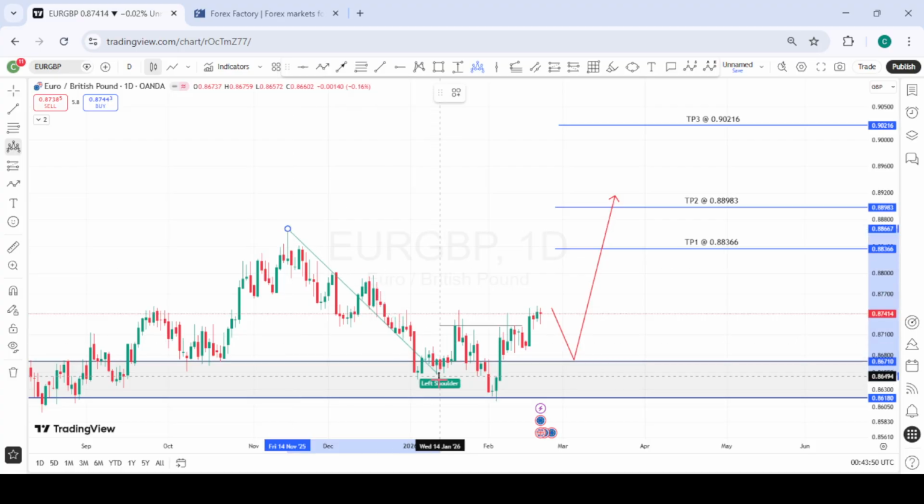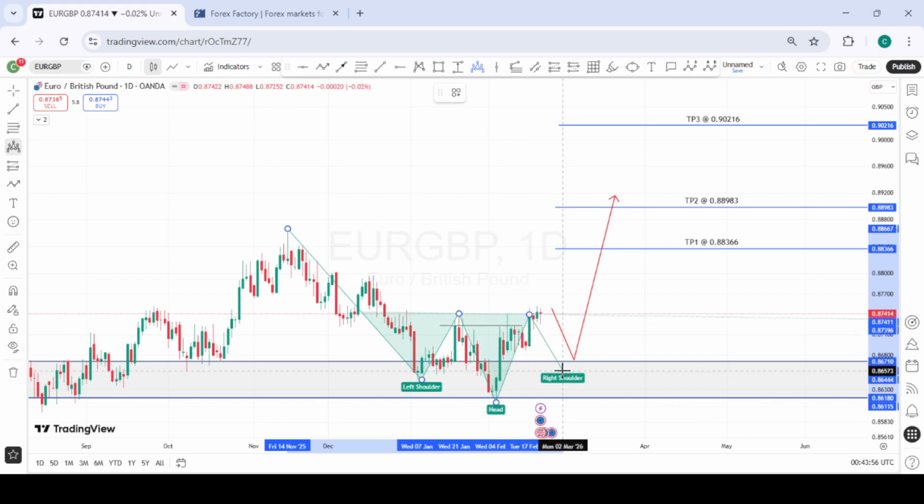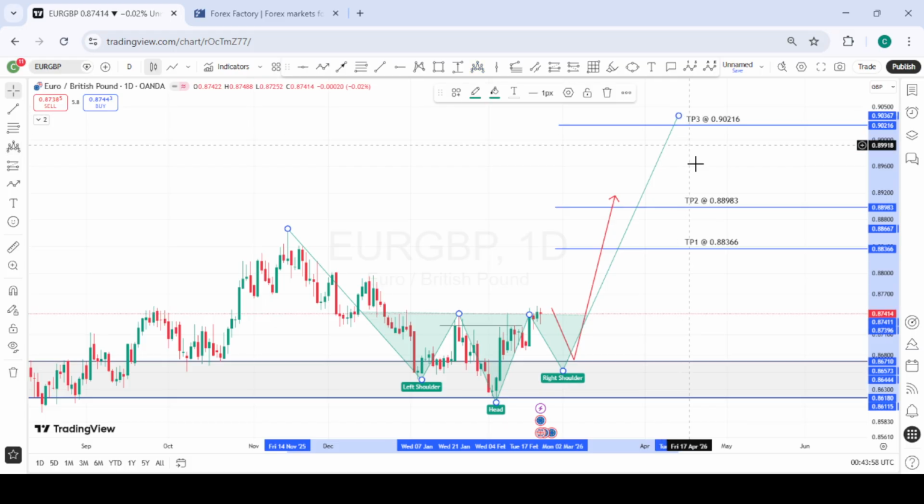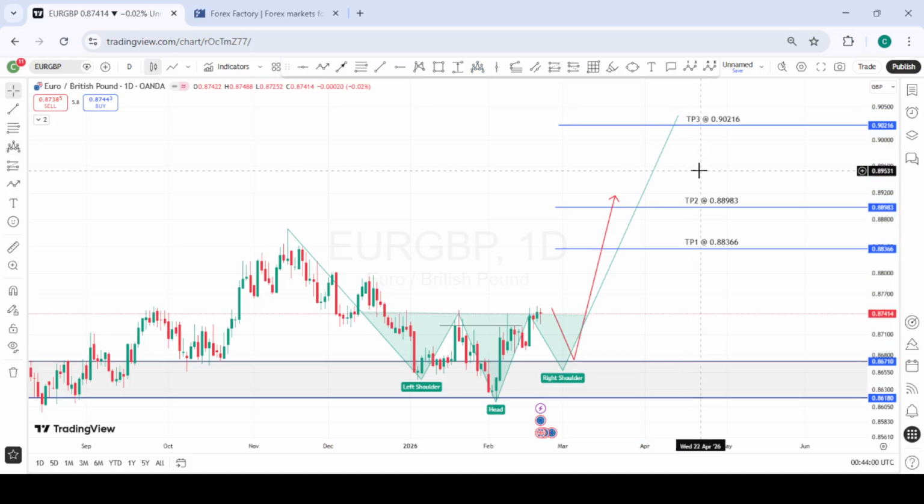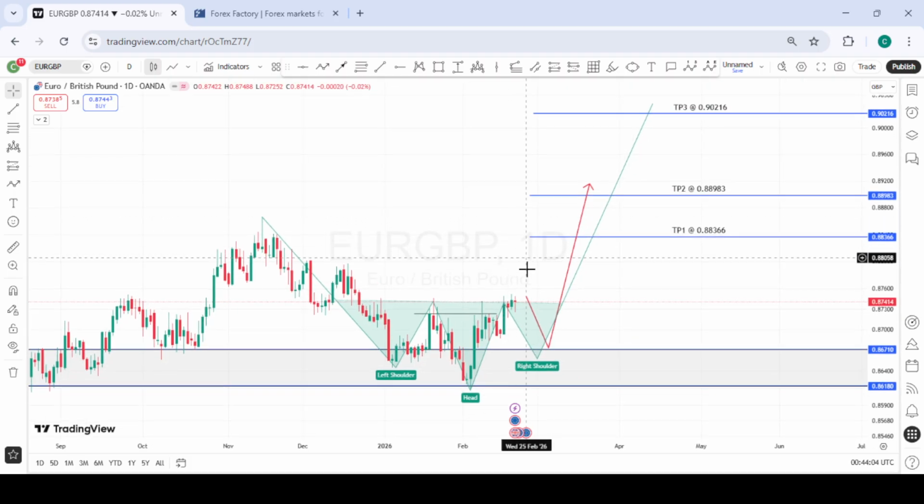So this is a left shoulder, this is a head, and a possible right shoulder that we are looking out for. We look for buying opportunities to the upside. So we are very bullish on EURGBP, but before we consider the bullish moves, we have to wait for a C-leg formation before we look for the buys to the upside.